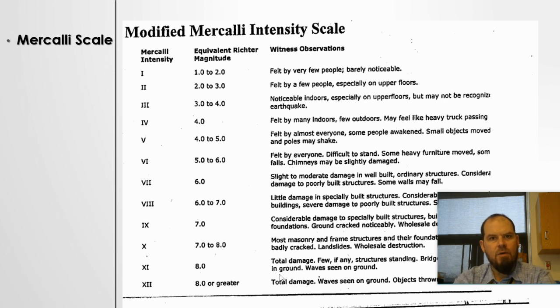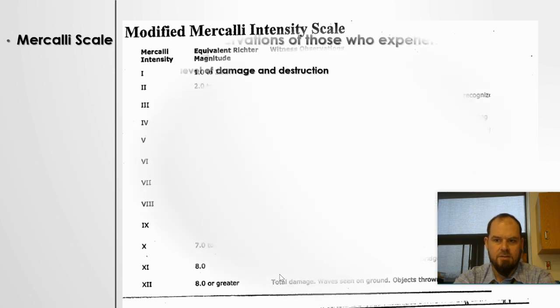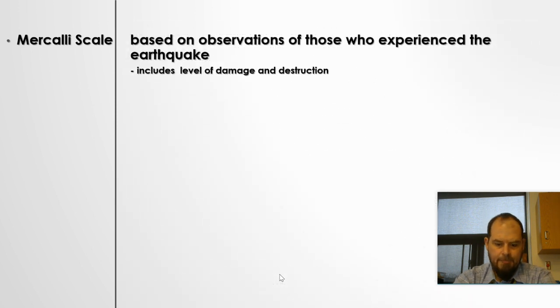But you can see that the Richter scale is in here. So that's what I like about it. And then you can read like a magnitude 6 on the Richter scale is a 7 on the Mercalli scale. Little damage in specialty built structures, considerable damage to ordinary buildings, severe damage to poorly built buildings. Okay.